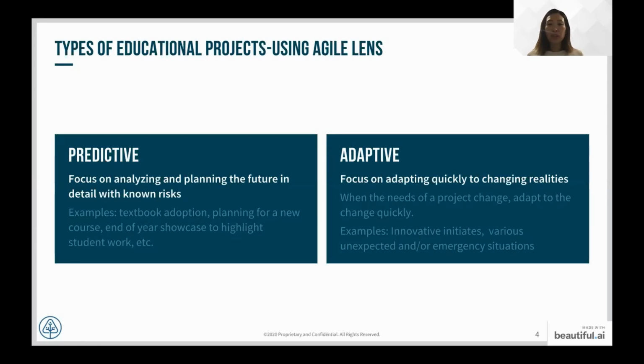Adaptive projects are something that focuses on adapting quickly to changing realities. When the needs of the project changes, you need to be able to adapt to the change very quickly. Some of the examples can include innovative initiatives, various unexpected or emergency situations. So this requires a lot of flexibility and adaptability because there's a lot of unknown realities that you may be faced with.